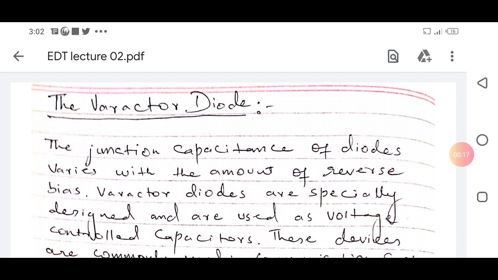Dear students, today the topic of my lecture is the varactor diode. Today, in the class of electronic devices and technology, I will tell you about the varactor diode. So, first of all, what is a varactor diode? As you can see on your shared screen, the junction capacitance of diodes varies with the amount of reverse bias.